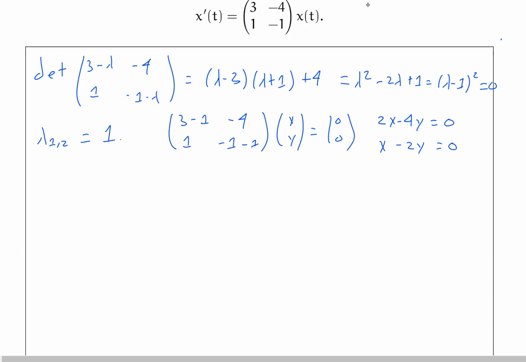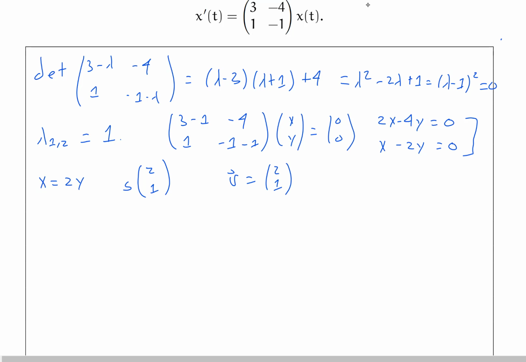And so the solution, we could say x is equal to 2 times y. Any vector, except for the 0 vector, where the top entry is 2 times the bottom entry is going to be an eigenvector. So any vector of this form for any parameter s is going to be a solution to this system, and as long as s isn't equal to 0, it's also going to be an eigenvector. So we'll just take the eigenvector to be equal to (2, 1).